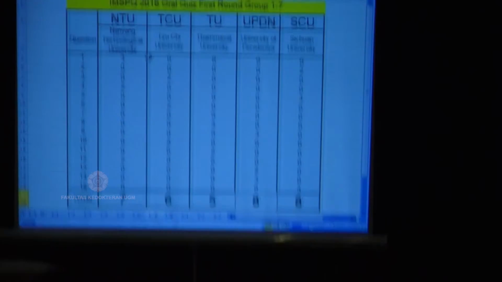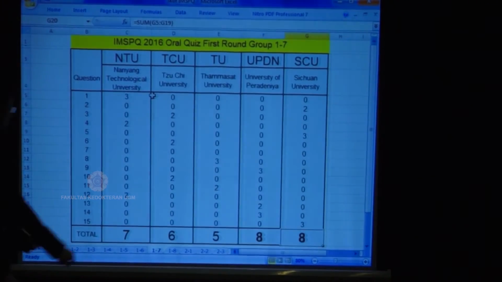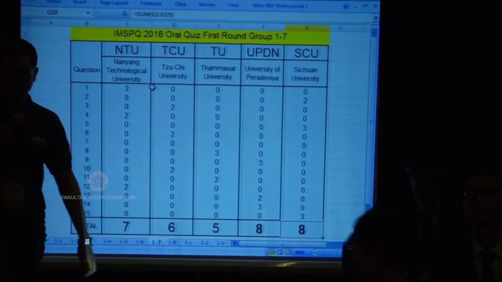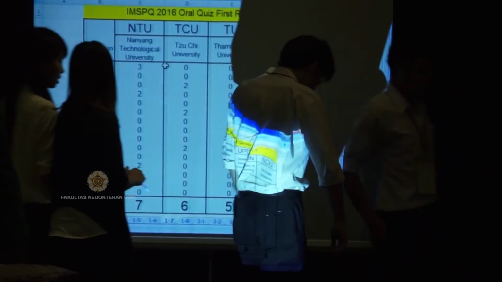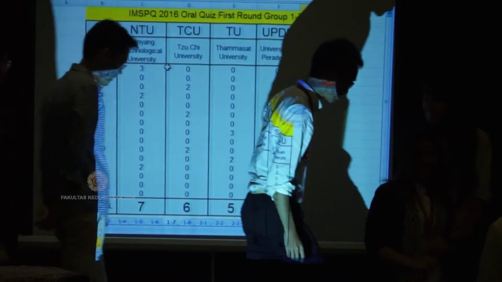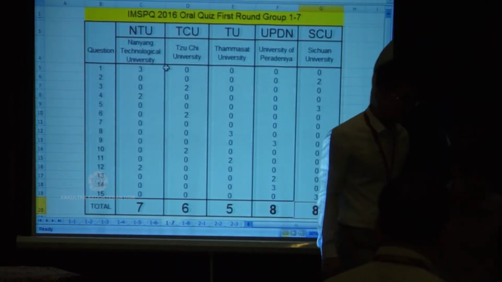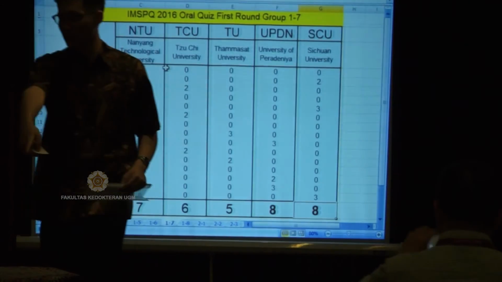Okay, thank you teams for participating. We'll look at the scores. Is there a tie? There's a tie, okay. There is a tie, so I will ask the organizer to show me the master sheet and I'll announce the winning team.